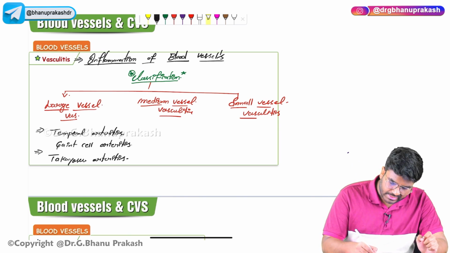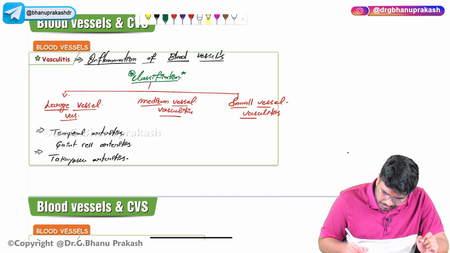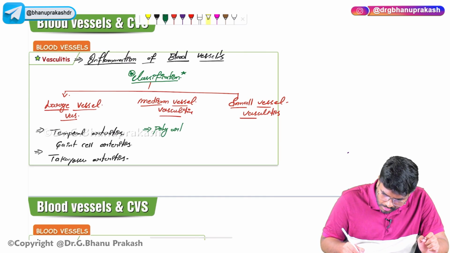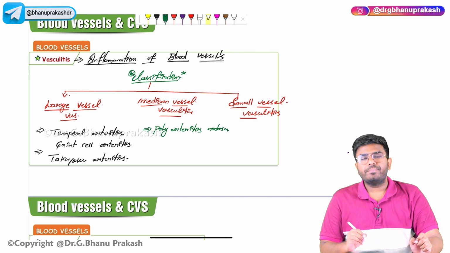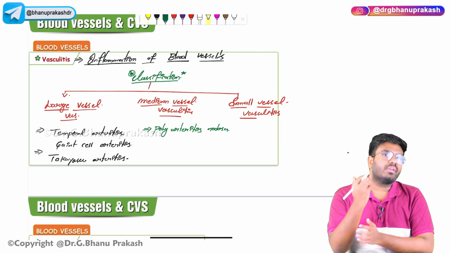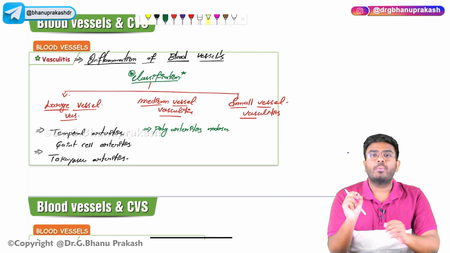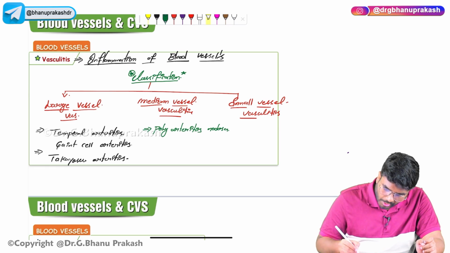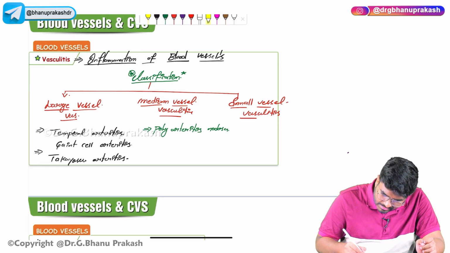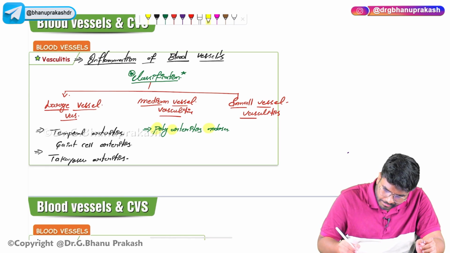Under the medium vessel vasculitis, the examples which I want you to know are polyarteritis nodosa. Guys, please remember, not arthritis. Arthritis is inflammation of the joints. Now I am talking about arteritis, inflammation of the blood vessels or the arteries. So polyarteritis nodosa is also called PAN. Simply remember PAN.